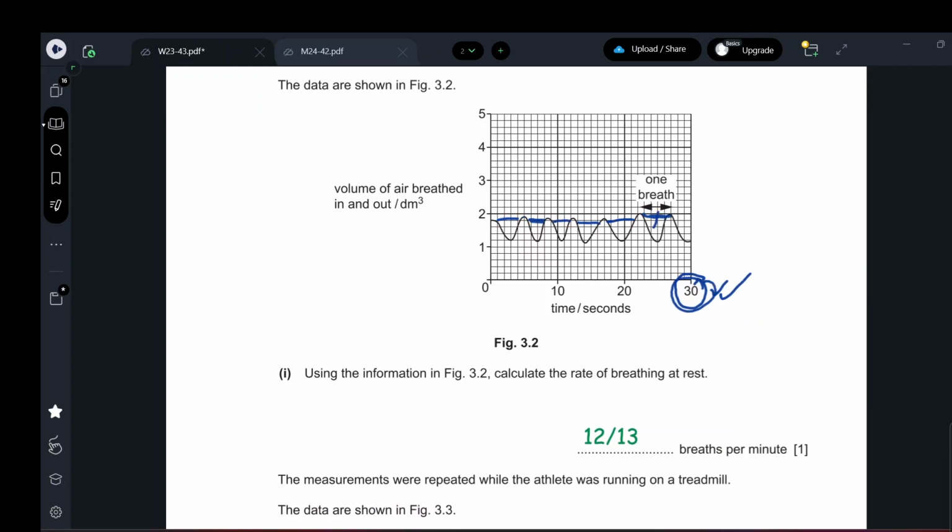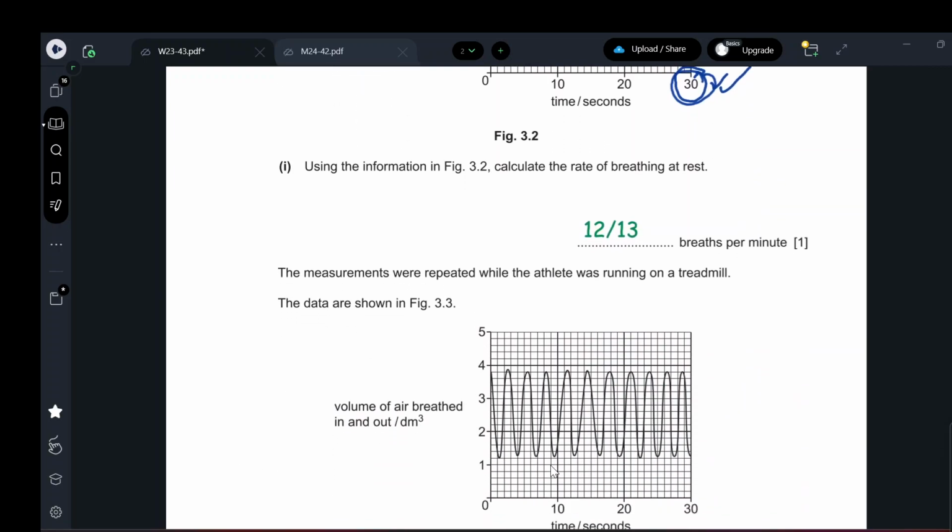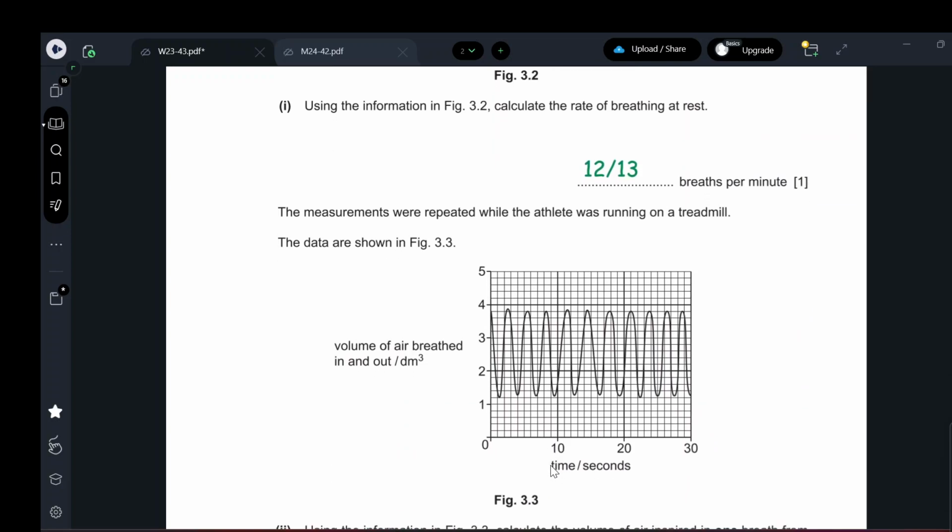The measurements were repeated while the athlete was running on a treadmill. Of course, what will happen? The rate of breathing will increase and the depth of breathing will increase. As you can see, the number of breaths per 30 seconds increases, and the depth increases, which means you're taking a deep breath, not a shallow breath.